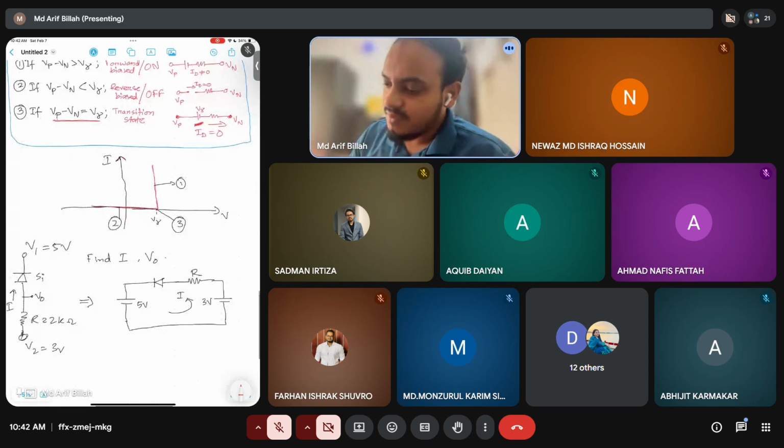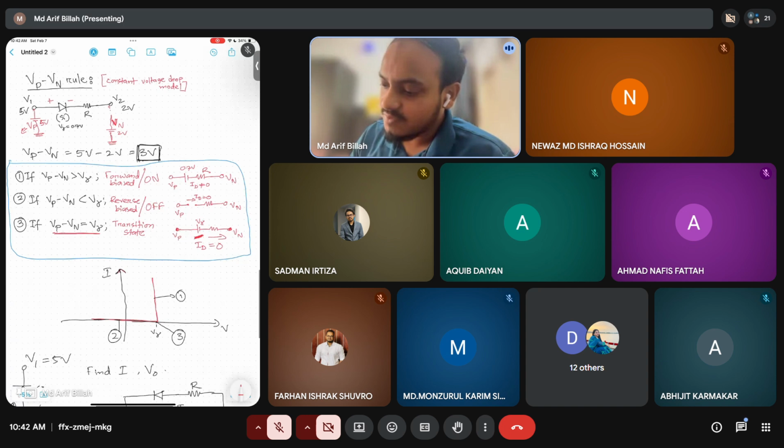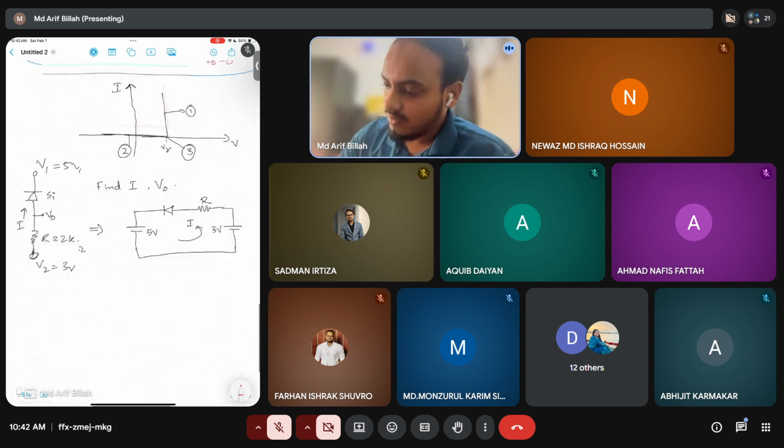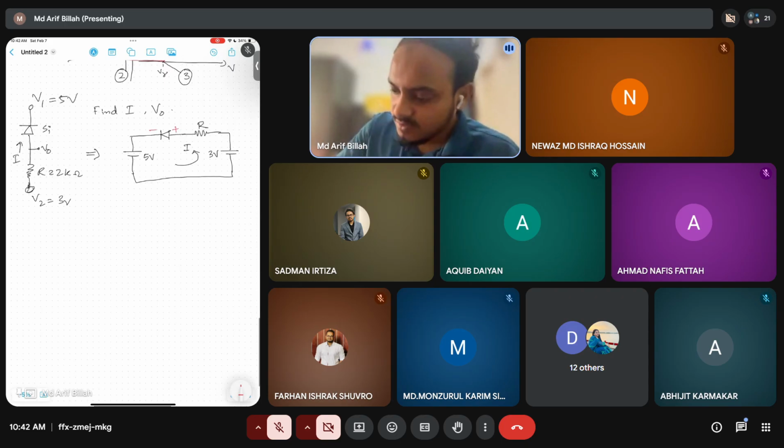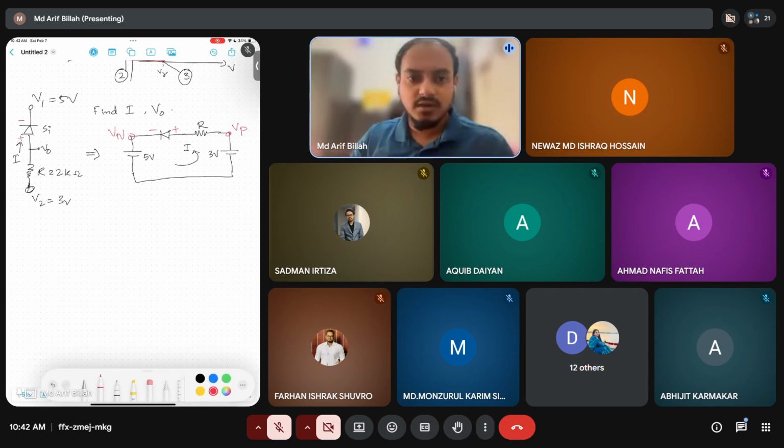So what was the first thing we did in this VP minus VN rule? We figured out the polarity of the diode. So what is the polarity of the diode here? This is plus, this is minus, correct? If we draw plus and minus here, so if we have plus here, then this point is going to be VP. This point is going to be VN. Any questions up to this part? Any questions about determining VP and VN?